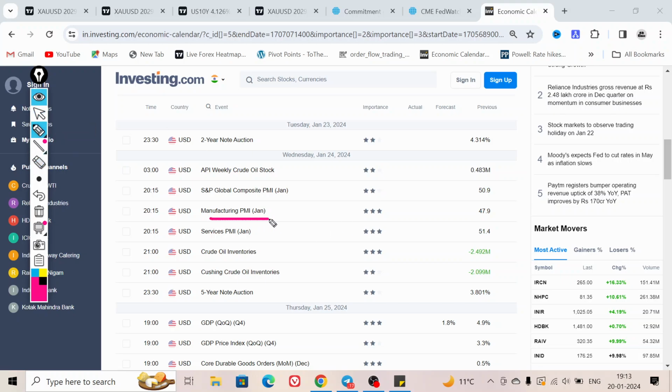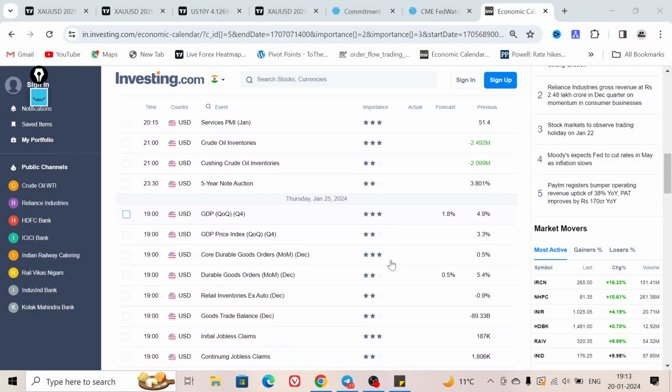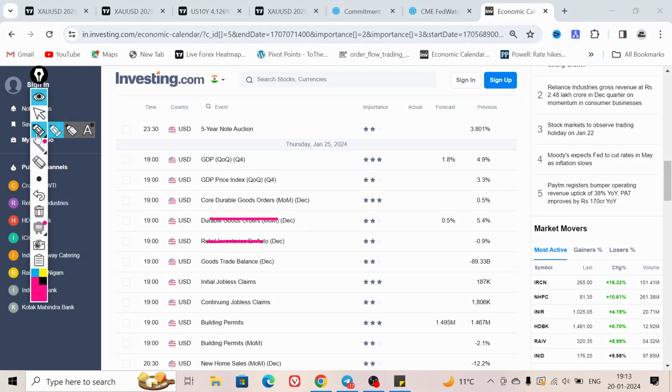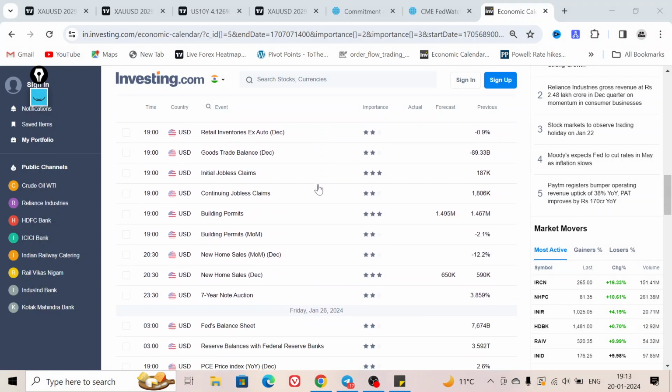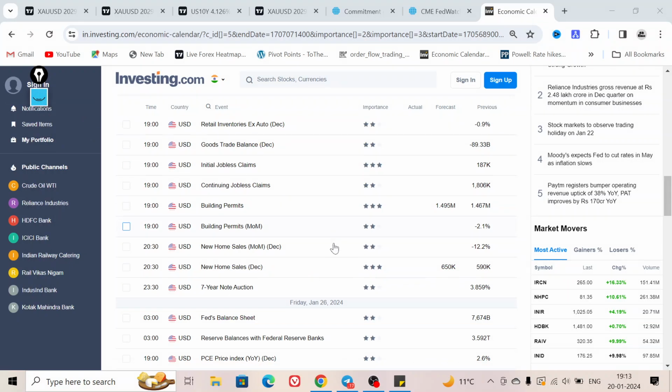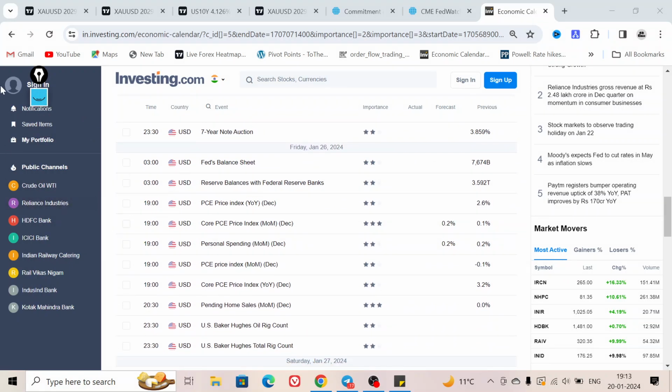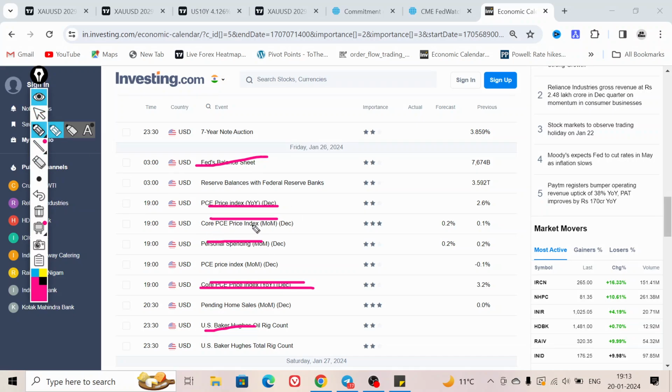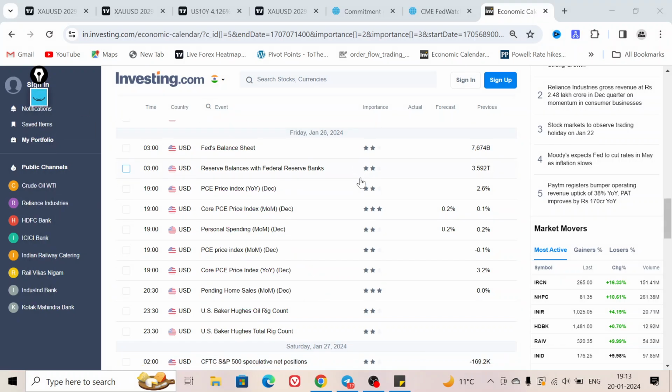On Wednesday we have the manufacturing PMI and service PMI, and on Thursday we have GDP, core durable goods orders, initial jobless claims, and building permits. These are all on Thursday, so Thursday is going to be interesting. After that, new home sales, and on Friday we have the core PCE price index right over here, and then pending home sales. These are the high impact data for next week.